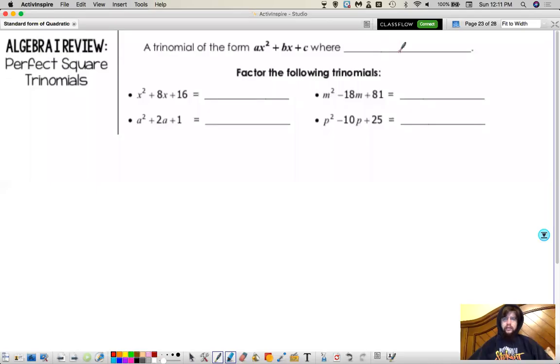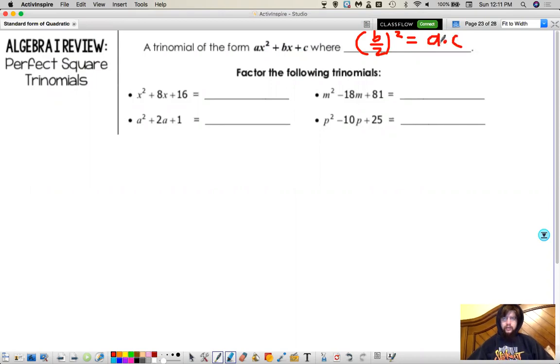Hey guys, today we're going to look at the perfect square trinomial. It may or may not be a review for you, but we're just going to go through it, see what happens. So if we have a trinomial in the form ax squared plus bx plus c, it's a perfect square trinomial if b over 2, cut b in half, and squared is equal to a times c.